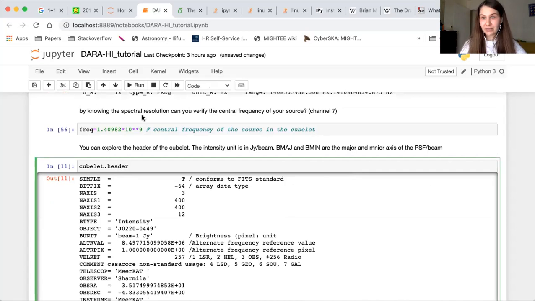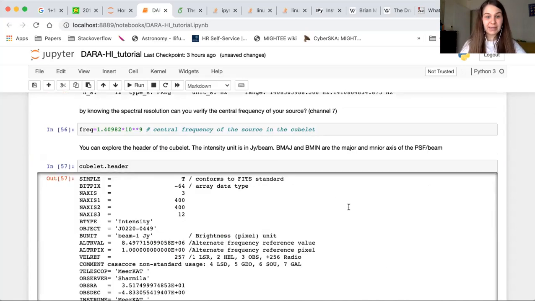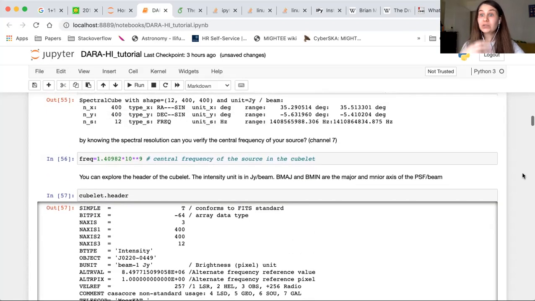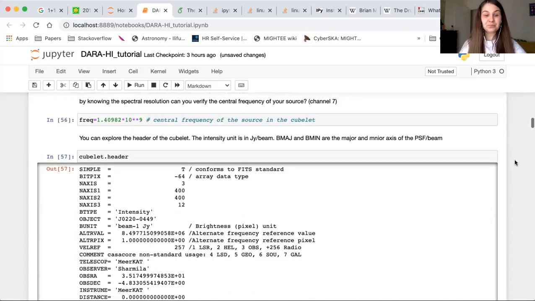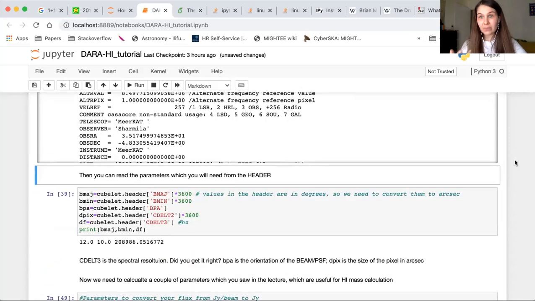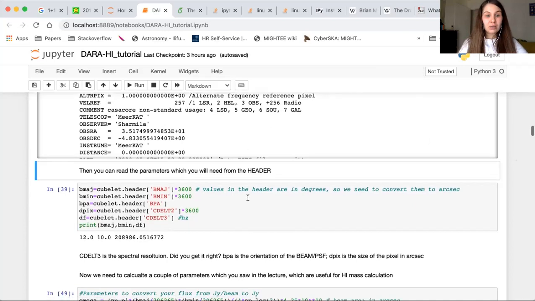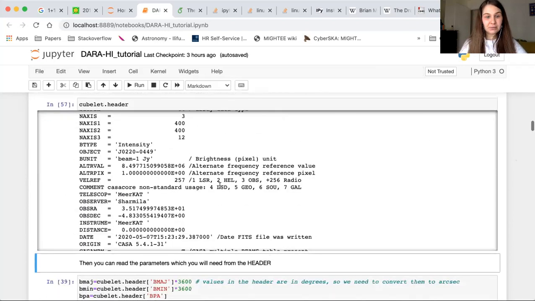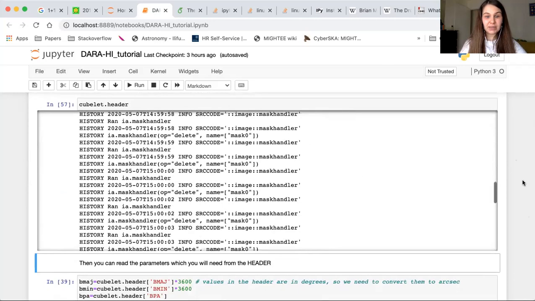Then we can look at the header of our data cube, and the header tells us a lot of information about how the data were reduced, what the units of the axes are, what the size of a pixel in arcseconds is, what the size of the observed PSF, or the synthesized beam as we call it, is, and all those things, and some of them we indeed need for further calculations. We can look at the header. Here is all the information it has.